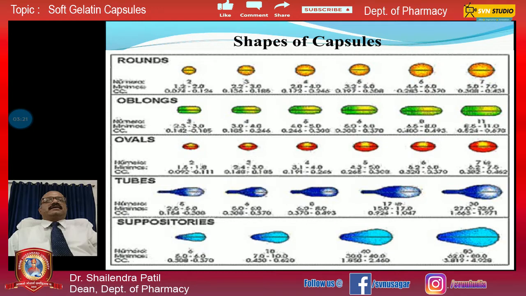In the next slide, you can see the various shapes of the capsules. You can have rounds, oblongs, ovals, tubes, suppositories. This many shapes you can manufacture of soft gelatin capsules.